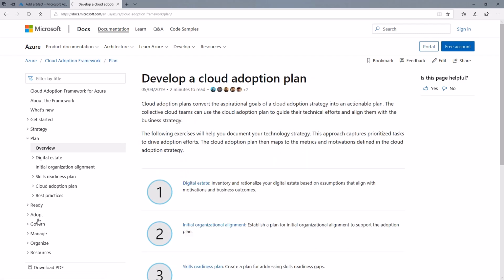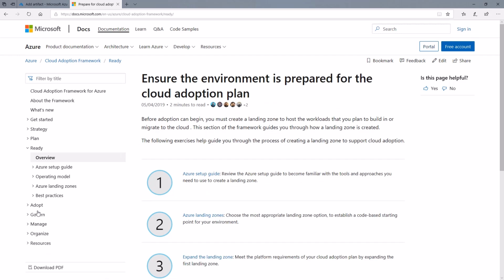Plan. What do you want moving to the cloud? How will you do it? Who will help you in your organization? Ready. Review the literature, create your subscriptions, landing zones they call them, make sure it meets your needs, and find out what best practices are.